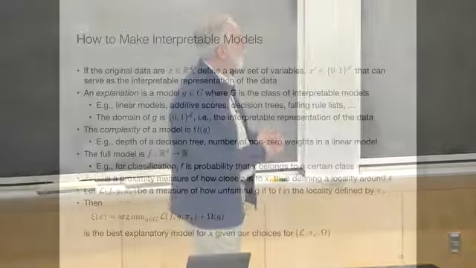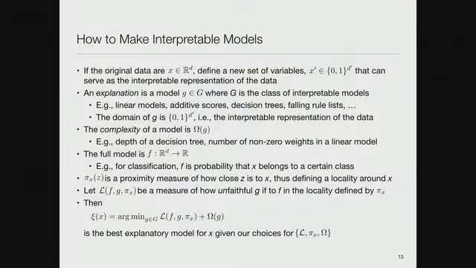Okay, so here's the setup that they use. They say, all right, X is a vector in some d-dimensional space that defines your original data. And in order to make the data, not the model, explainable, we're going to define a new set of variables x prime that are all binary and that are in some space of dimension d prime that is probably lower than d, okay? So we're simplifying the data that we're going to explain about this model.